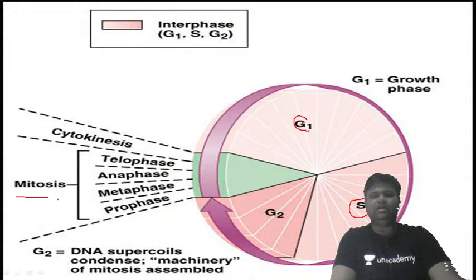और M phase में prophase, metaphase, anaphase, telophase is present, and then cytokinesis takes place before the cell goes into again G1 phase. And this one is the interphase. Interphase consists of G1 phase, S phase and G2 phase.